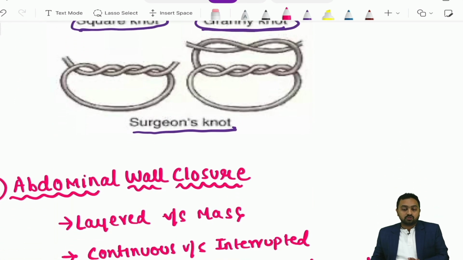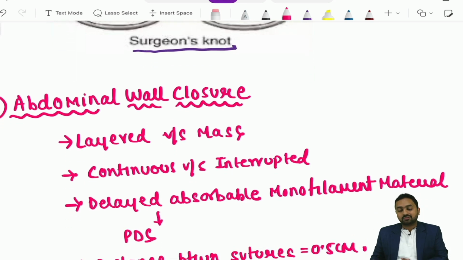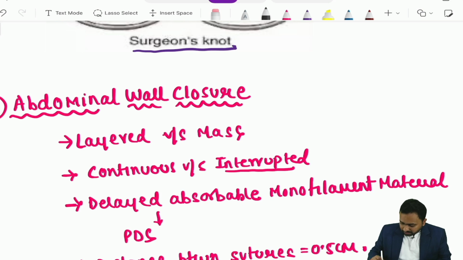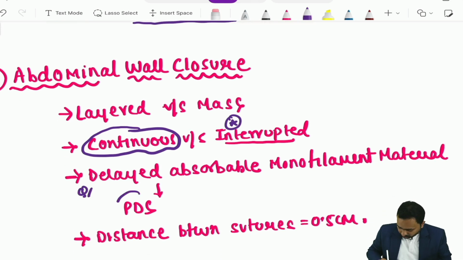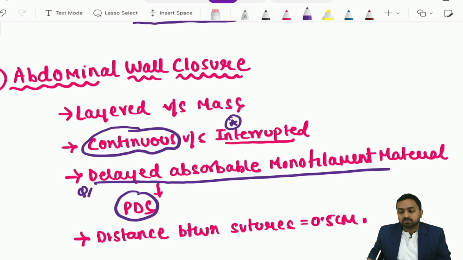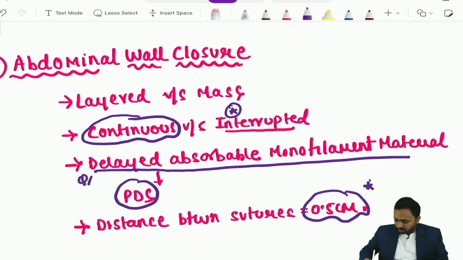Now regarding your abdominal wall closure, it could be either a mass closure or a continuous closure versus an interrupted closure. It is found that your continuous closure is better because it maintains uniform tension, in contrast to interrupted sutures where uniform tension is not maintained. The suture that is used is your PDS, which is a delayed absorbable monofilament material, and the distance between sutures initially was considered to be 1 centimeter, but nowadays it is recommended to have your suture distance 0.5 centimeter.